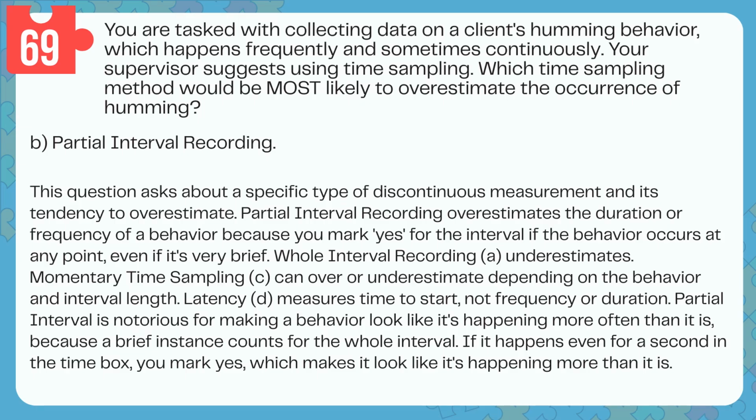Partial interval is notorious for making a behavior look like it's happening more often than it is, because a brief instance counts for the whole interval. If it happens even for a second in the time box, you mark yes, which makes it look like it's happening more than it is.